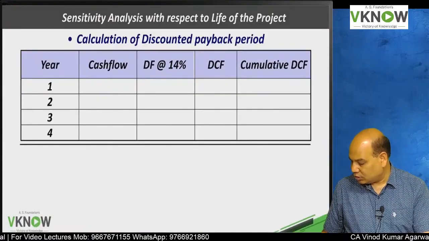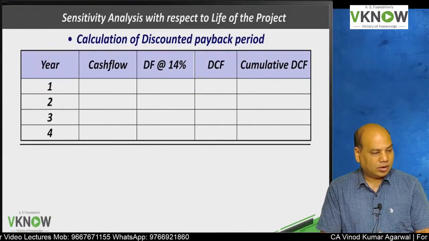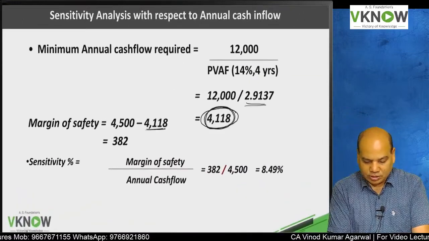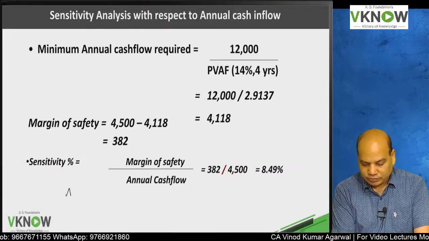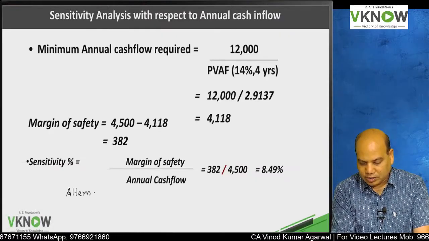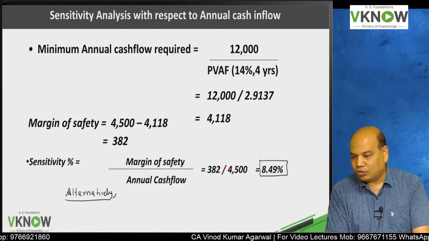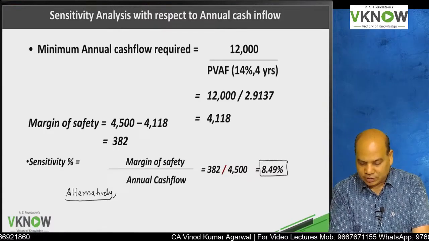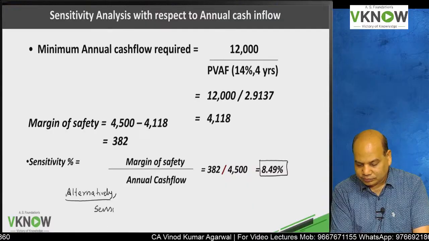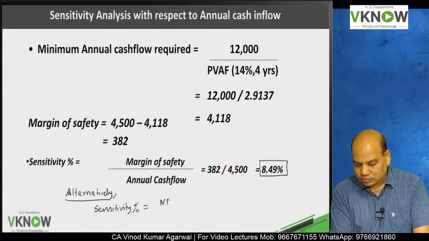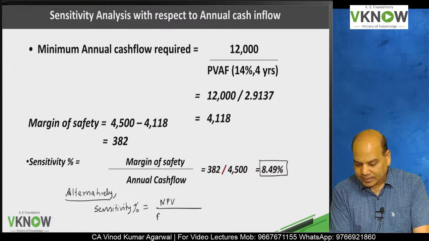Now the next calculation is, wait a minute. This question can be answered alternatively also. Write down alternatively. I am going to give you one more way to solve cash inflow sensitivity. Directly we will write sensitivity percentage equal to NPV upon PV of cash inflow.